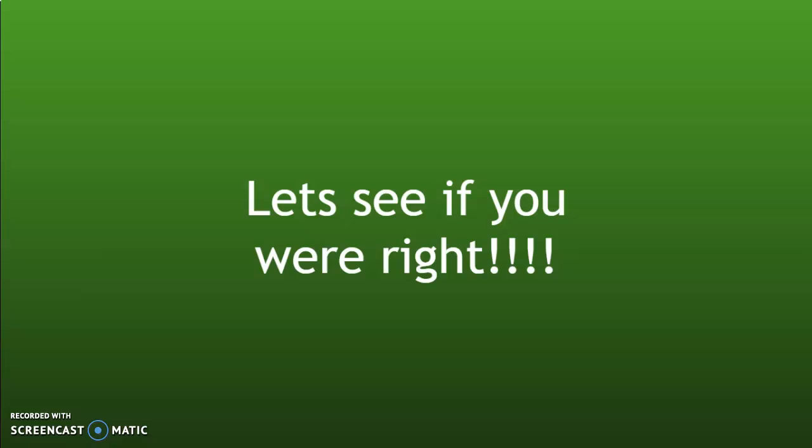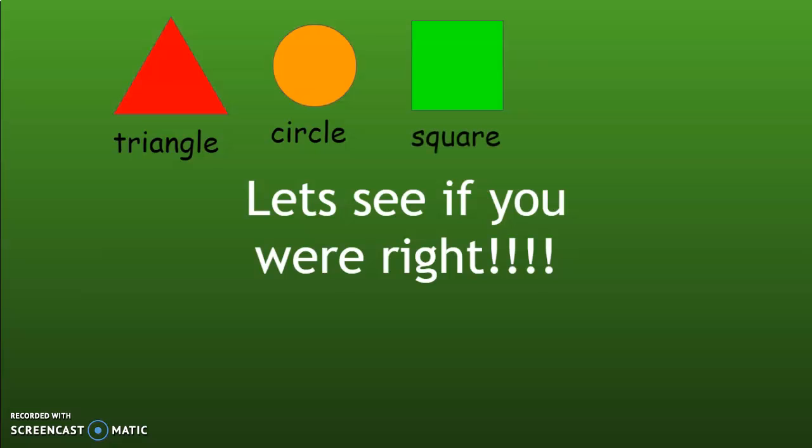Now let's see if you were right. If you said this one is a triangle, then say yes. If you knew this one was a circle, then say yes. If you knew this one was a square, say yes. If you knew this one was a hexagon, say yes.